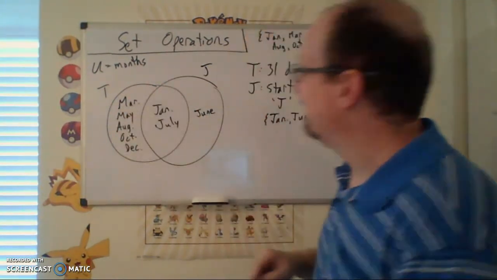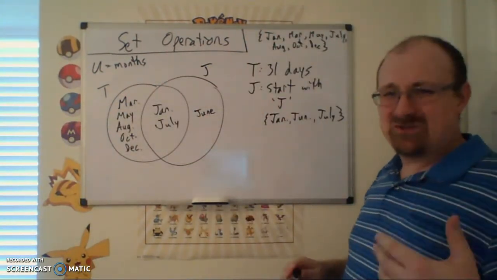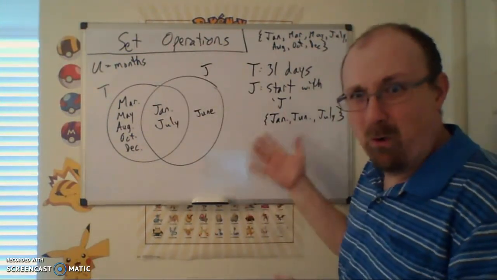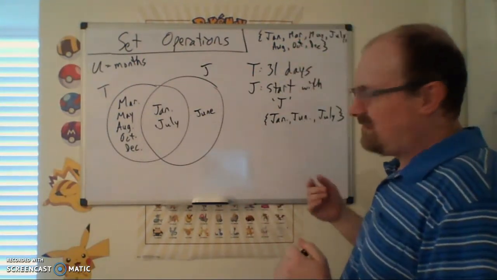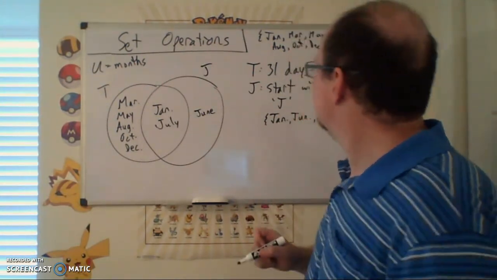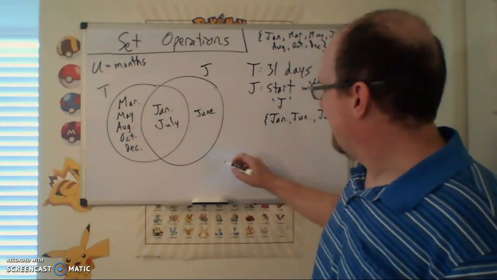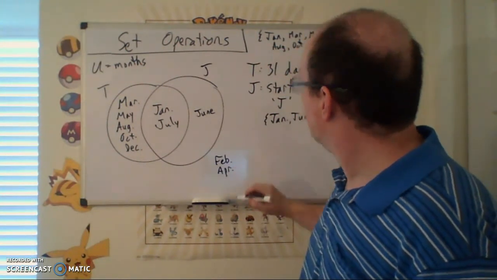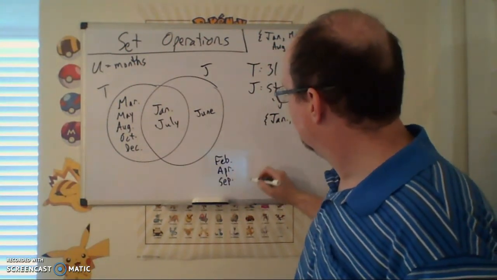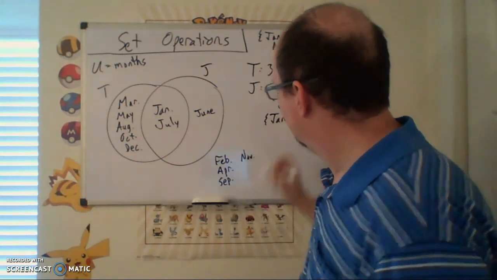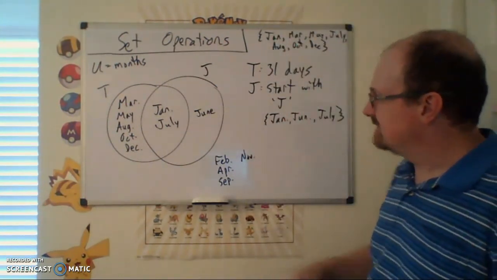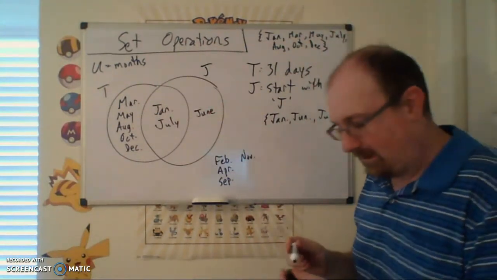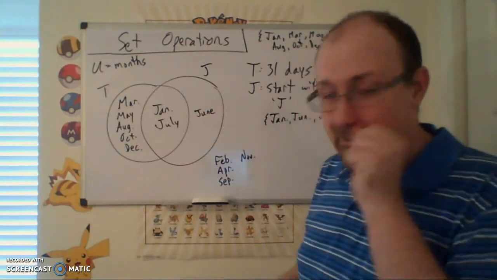We've got everything that lives inside T. We haven't taken care of everything inside the universal set, though, because we still need what's outside of both of them, right? So what else are we missing? We haven't taken care of February yet, or April, or September, or November. I think that's covered everything. Let's see: 1, 2, 3, 4, 5, 6, 7, 8... yeah, that's 12 months. So I've got everything taken care of here.